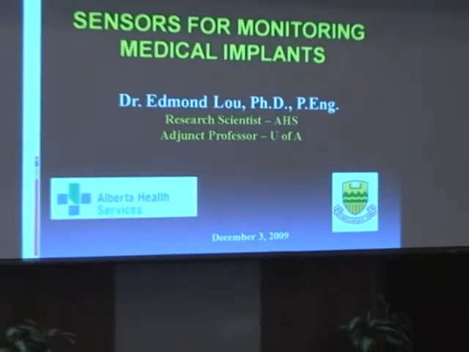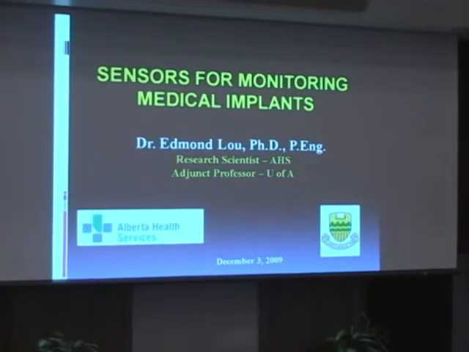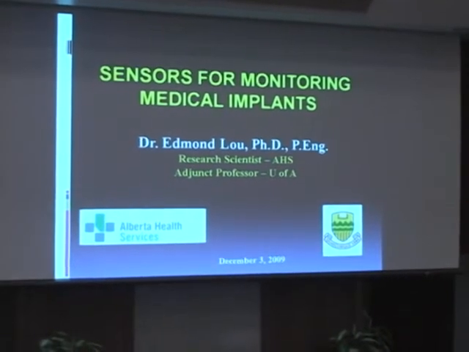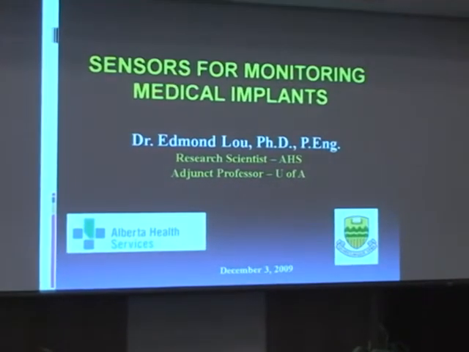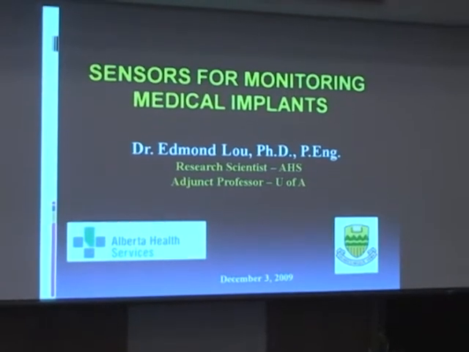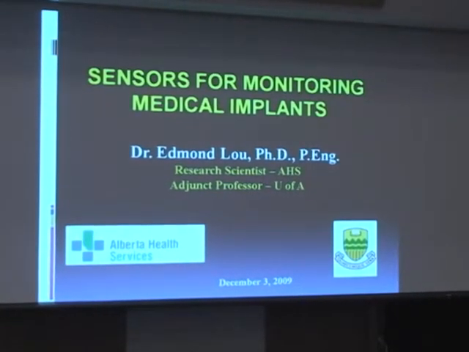This project is a joint project between Alberta Health Services and the University of Alberta. Today I'm going to share some of the research on using the sensor for monitoring medical implants. I will only focus on one application for today, but there are a lot of applications on these devices.